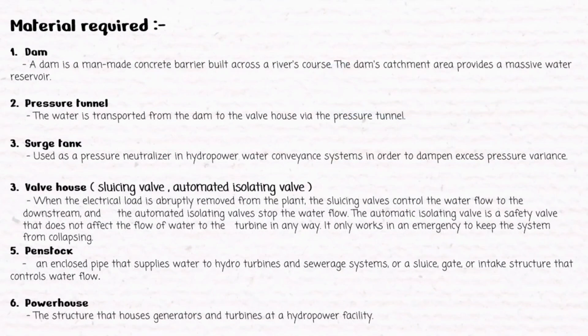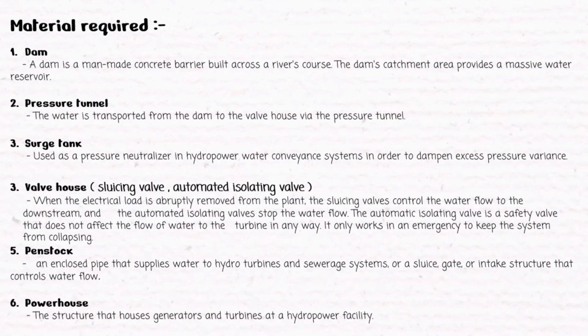Material required: dam. A dam is a man-made concrete barrier built across a river course. The dam catchment area provides a massive water reservoir. Pressure tunnel: the water is transported from the dam to the valve house via the pressure tunnel. The third is surge tank, used as a pressure neutralizer in hydropower water conveyance system in order to dampen excess pressure variance.